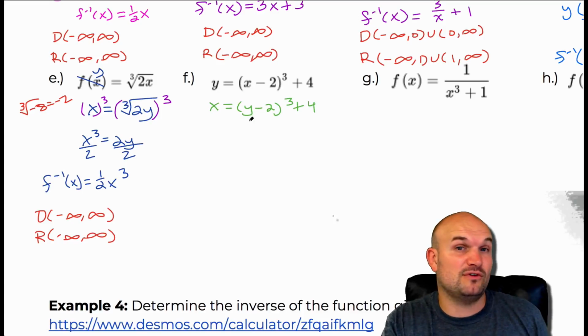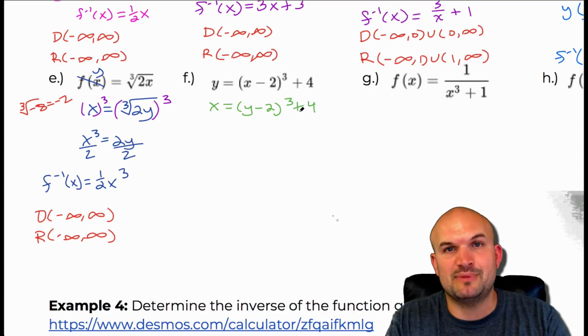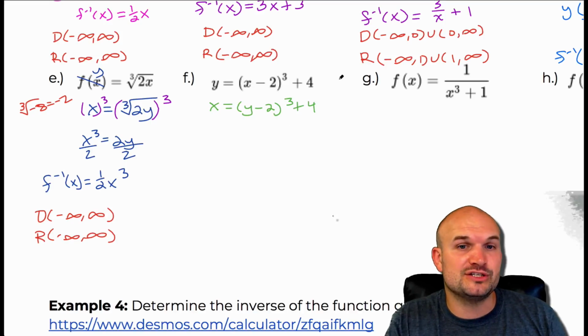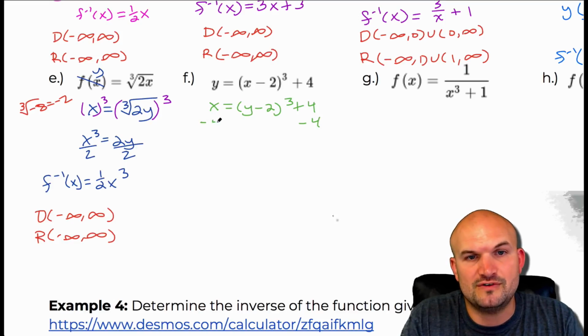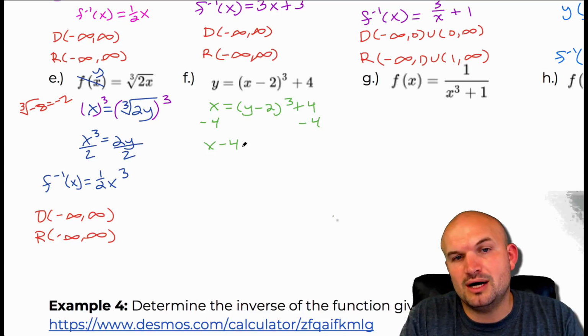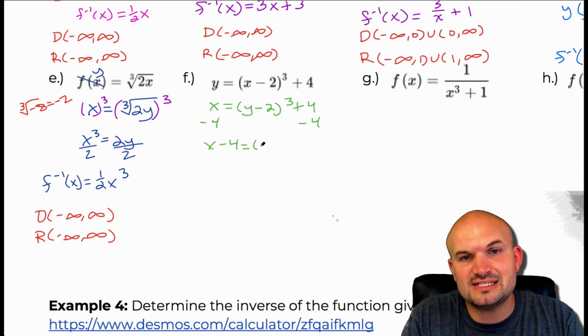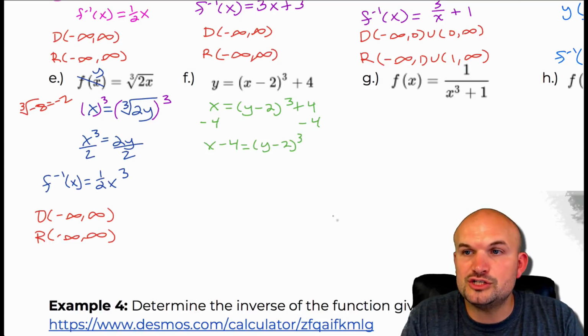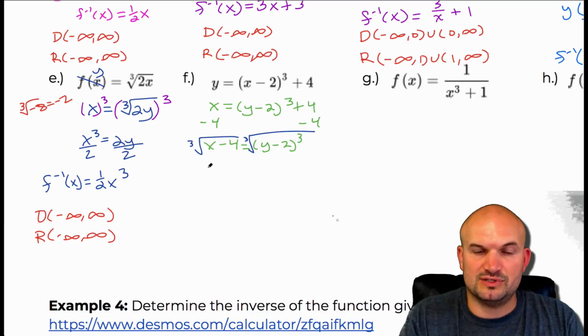Now again, we have a lot of things going on with the y. It's being subtracted by 2, it's being cubed, and it's being added by 4. So we have to use our inverse operations as well as reverse order of operations. Always undo addition and subtraction first. We can't undo this addition and subtraction though, because it's inside the parentheses, and these parentheses are cubed. So now I need to undo cubing, which means taking the cube root of both sides.